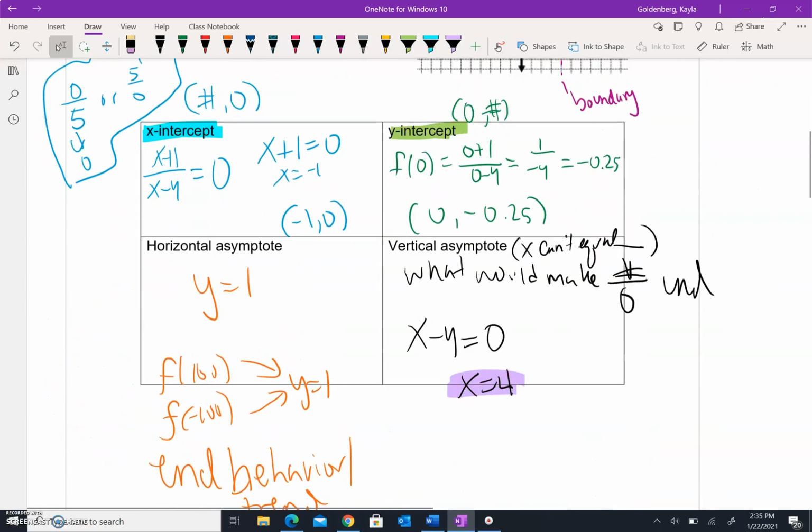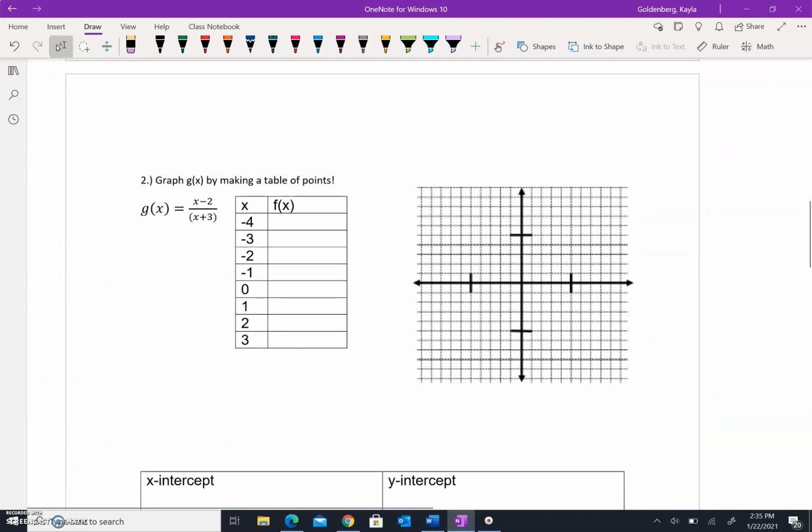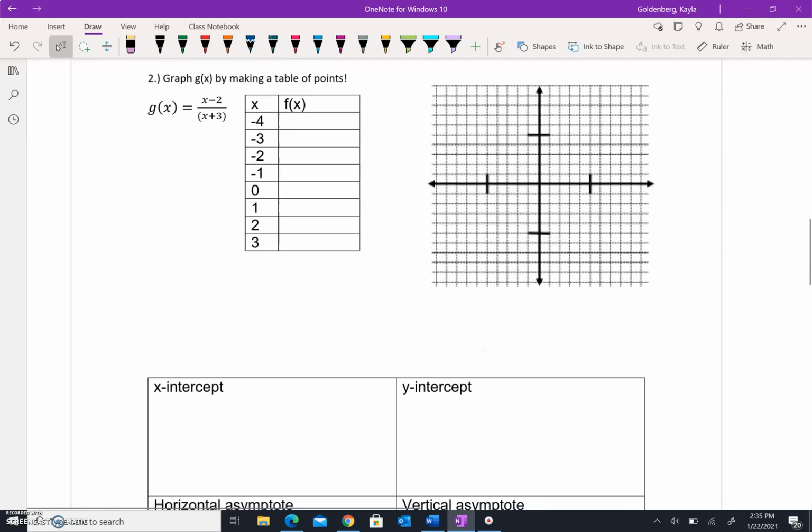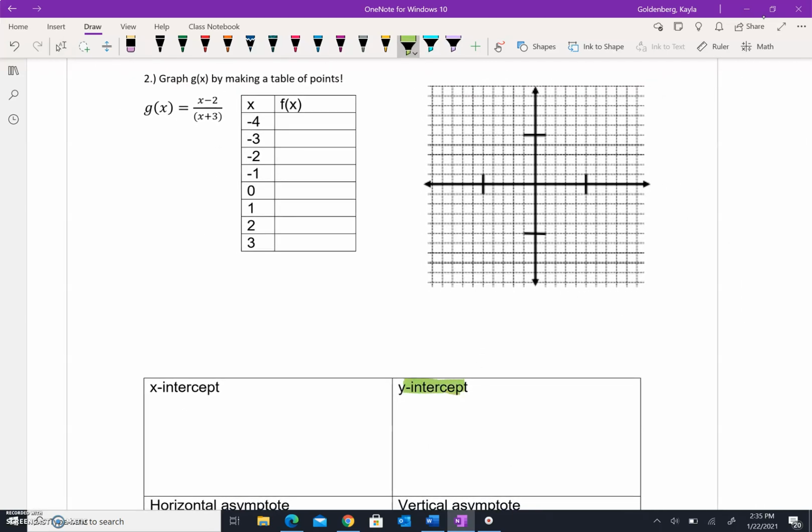Okay, we'll look at another one just for practice. So for this one, let's do the same thing. Let's focus on getting our intercepts first and getting our asymptotes. So the first thing I'm going to look at is the y-intercept. That's always kind of the easiest place to start in my opinion. So I'm just going to plug a 0 into my function.